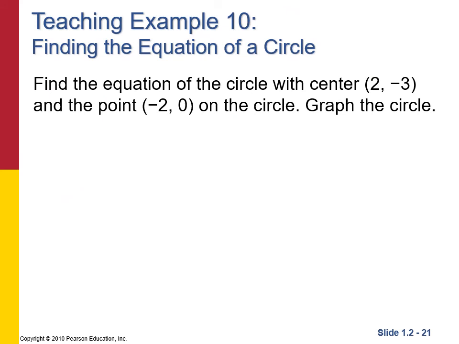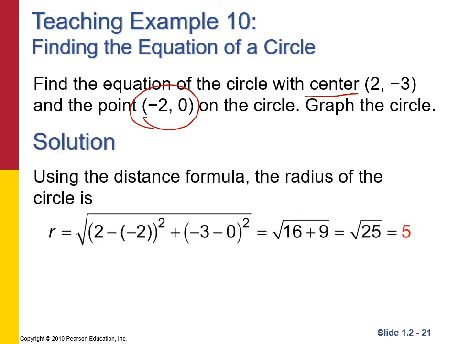So now we have points, and we're going to go backwards. The first way, we had an equation and we were trying to find the center and the radius. And so now we have a center and a point on the circle. So let's graph the circle. Again, we're finding the radius. Notice we're using the distance formula, and so our radius is 5.